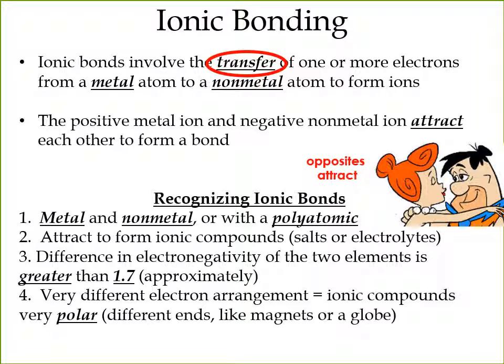Because one element is attracting electrons more than the other element, the bond will be kind of lopsided or unbalanced. The electrons in that bond will be leaning towards or crowding to one side as opposed to the other. And we refer to this as a polar bond.